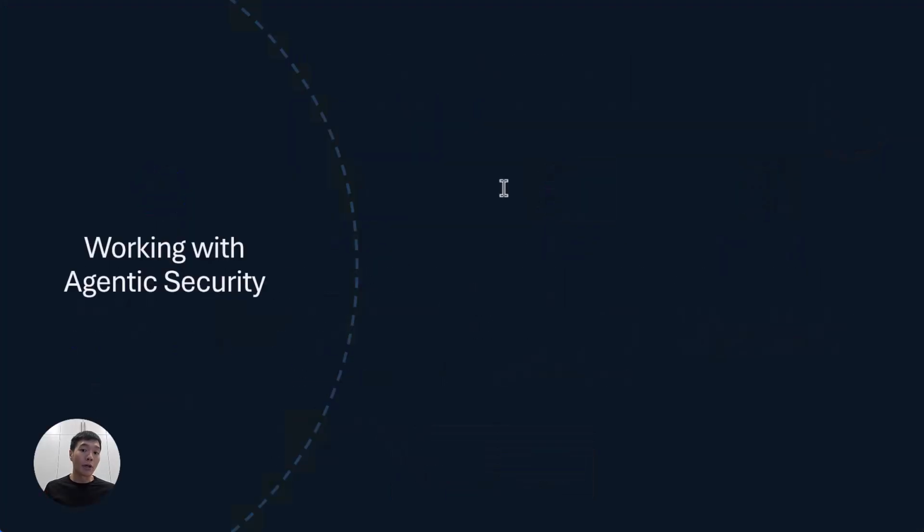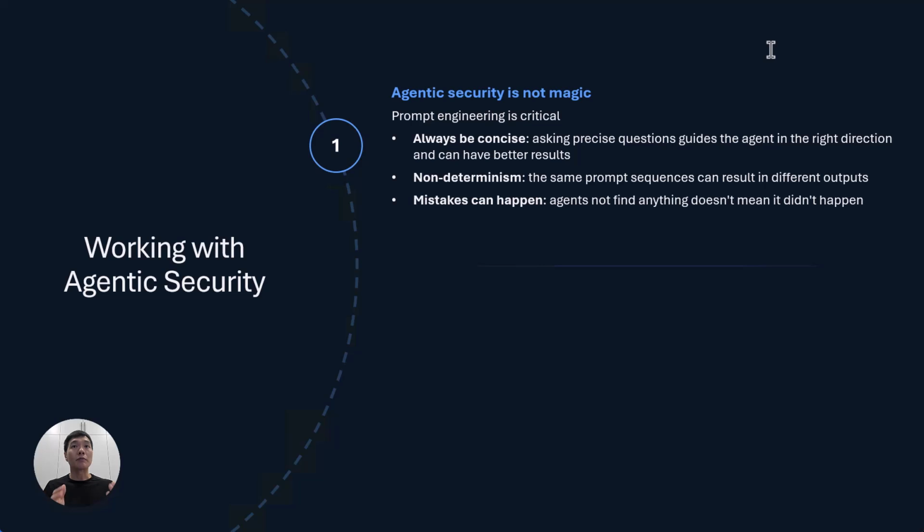Based on what we have seen earlier, there are two main points to note when we are trying to use agents to work with security. First, agentic security is actually not magic. It is an LLM using tools to retrieve additional context so that it can provide results. That is where, of course, prompt engineering is still critical. Try to be as precise as possible, because as a general notion, garbage in means garbage out. If we ask precise questions, it guides the agent in the right direction and gives better results.